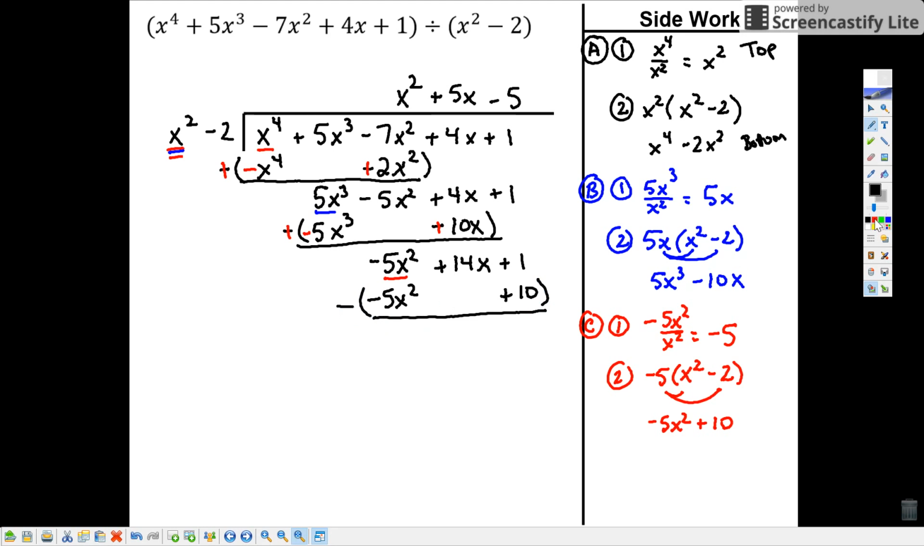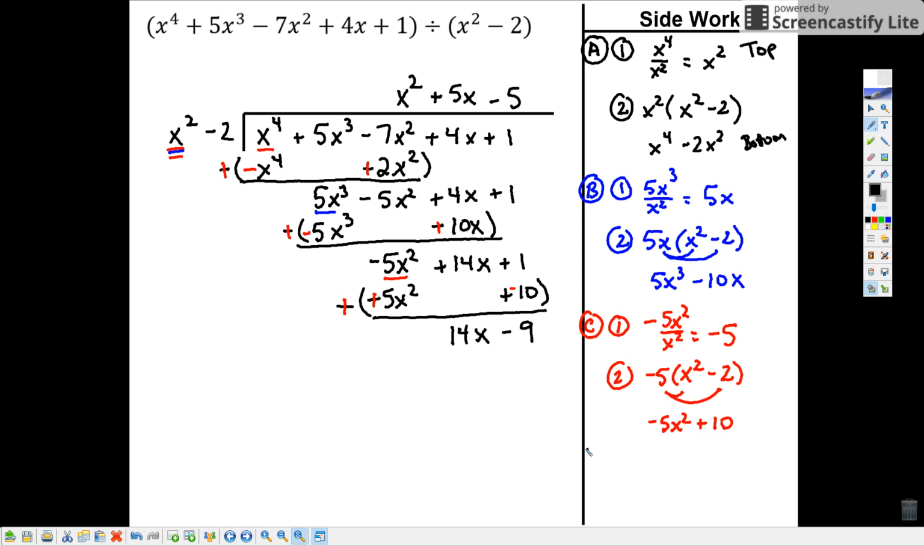And then we subtract. And then I'm going to change the signs. Negative 5x squared plus 5x squared is 0. 14x plus 0 is 14x. A 1 plus negative 10 is a negative 9.